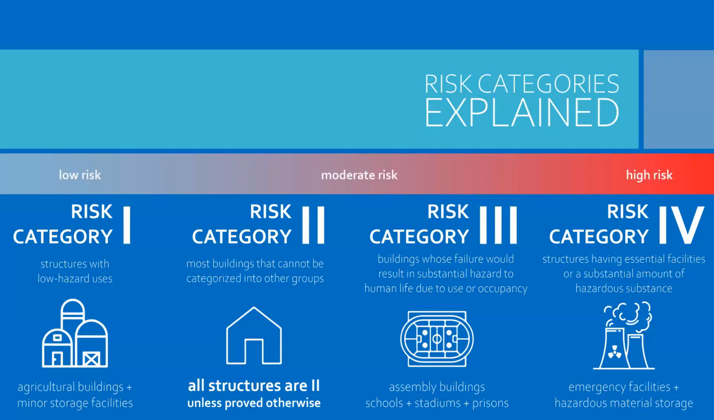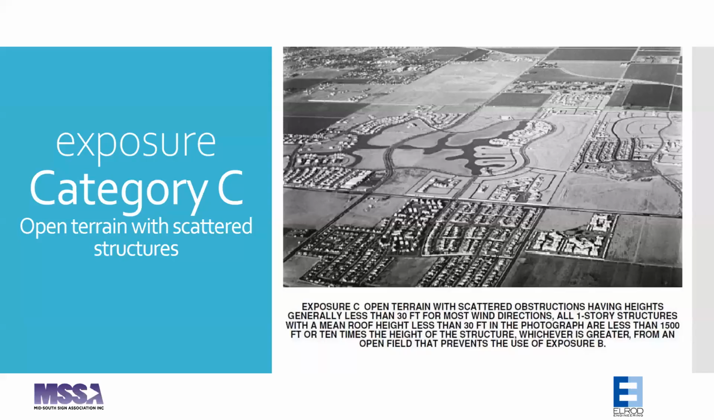So what about exposure categories? As mentioned before, the exposure category is a reflection of the topography and surrounding built environment. Essentially, it measures the ground's roughness. I'm summarizing this for our presentation, but you can see from the description on the slide what we as your engineers have to consider. Exposure category C can be considered the default setting, open terrain with scattered single-story structures.